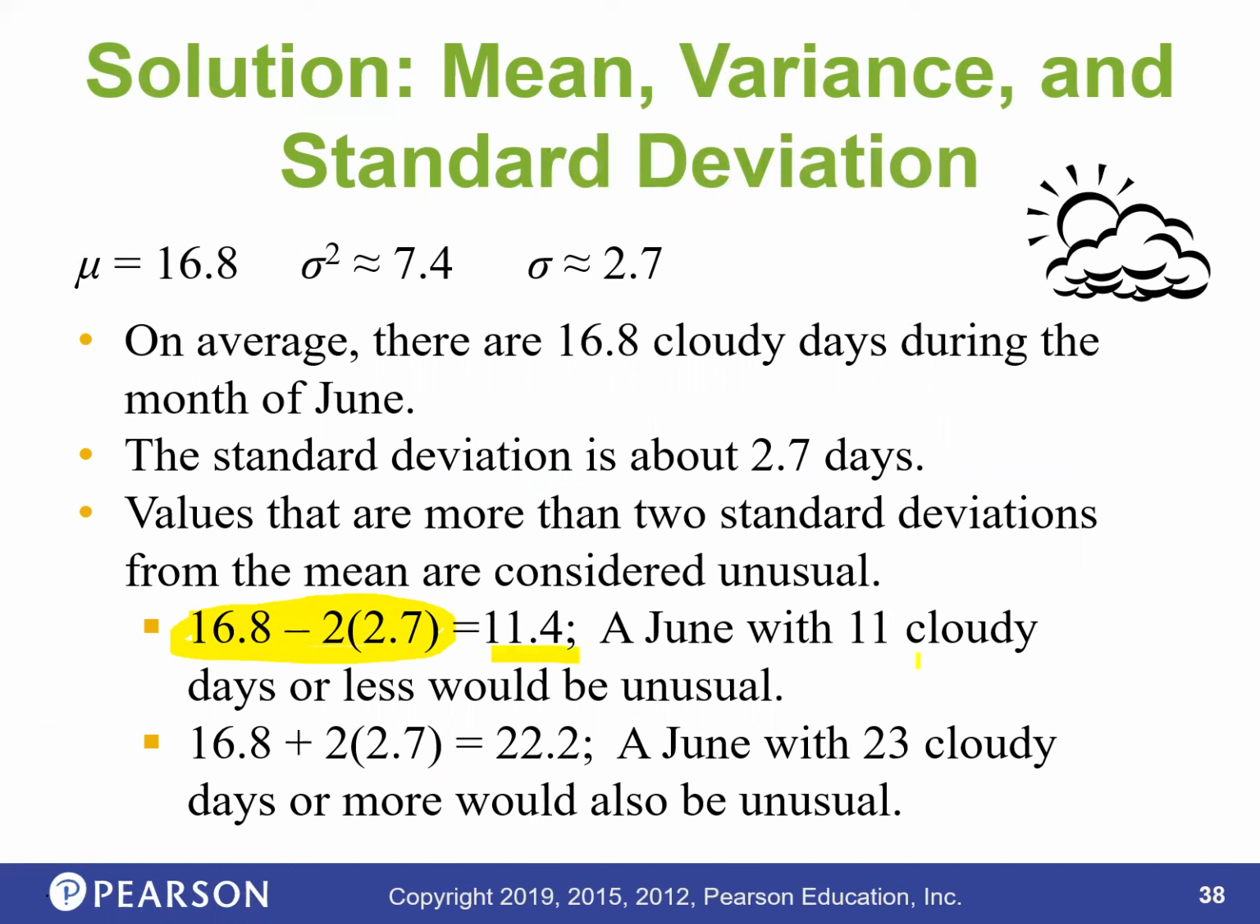Anything that's less than 11 days, that would be unusual. We didn't get to the very unusual yet. There's another thing for very. This would just be unusual days. If you go two standard deviations up, so 2 times 2.7, that means if we had the month of June and there was 22 days or 23 days, because you round up in this case, that would be a very unusual June for this area.